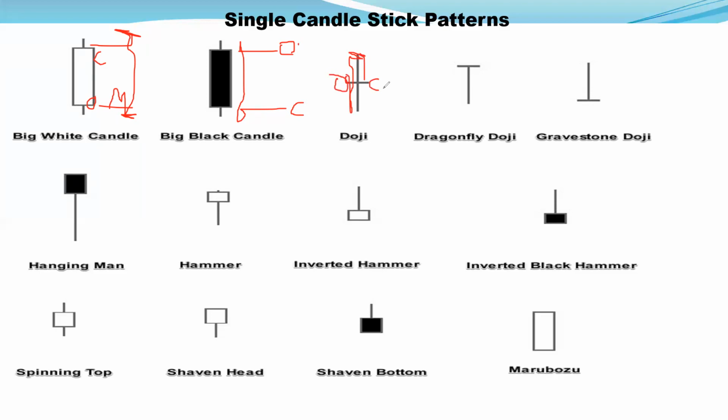And in this doji candle, you can see one thing. Bulls are trying to take it up. The bears are trying to take it down. Bulls are trying to take it up. The stock tried to go up from here, but the bears tried to bring it down. And in this whole day's fight, ultimately it closed at the same level where it opened. So when the open and close are the same, that means there is a lot of indecisiveness in the market.